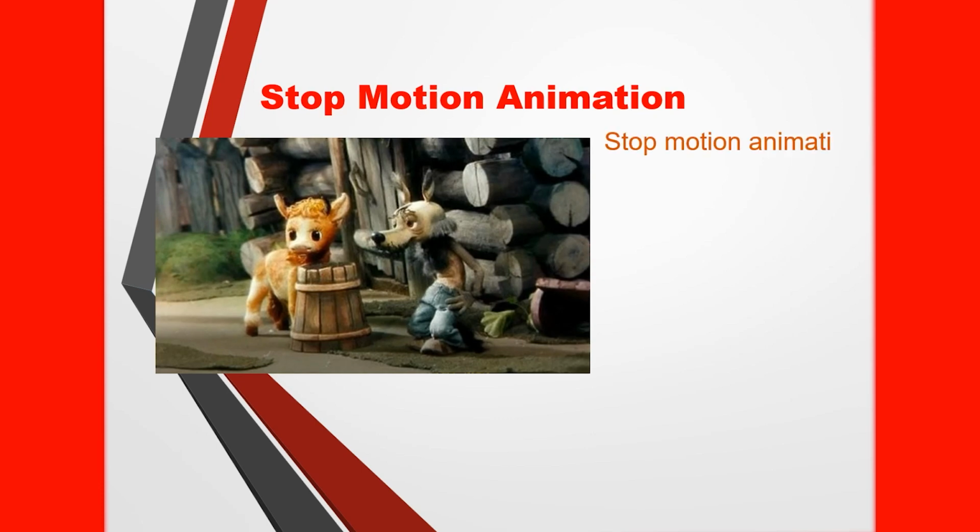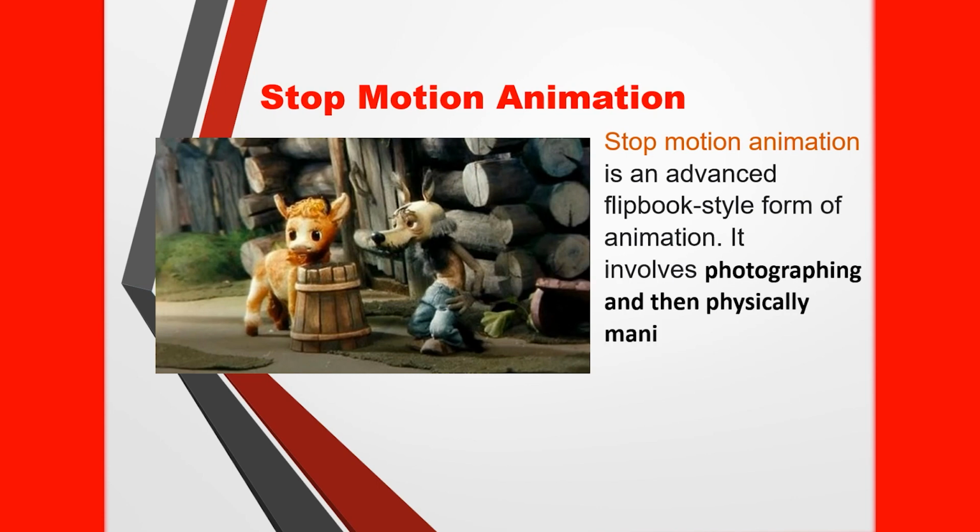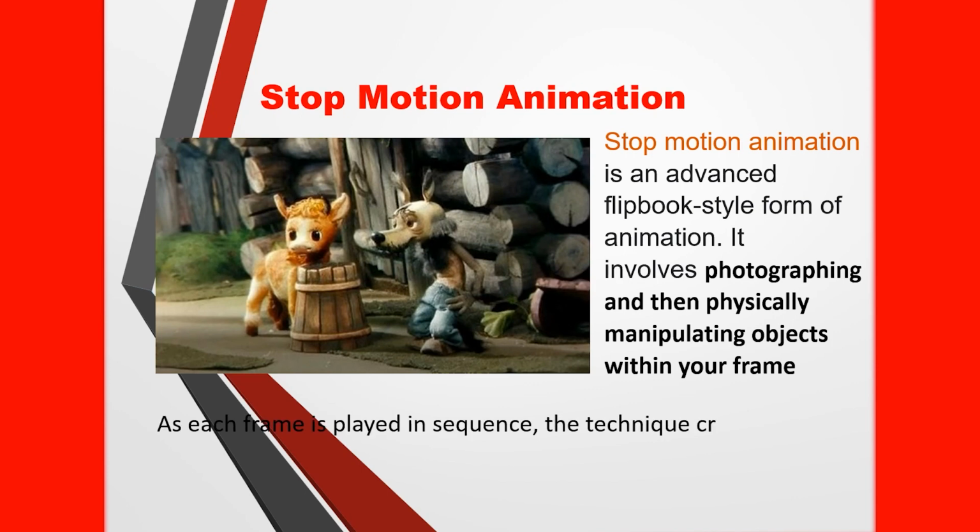The next type is stop-motion animation. Stop-motion animation is an advanced flipbook-style form of animation. It involves photographing and then physically manipulating objects within your frame. As each frame is played in sequence, the technique creates the effect of an object moving.